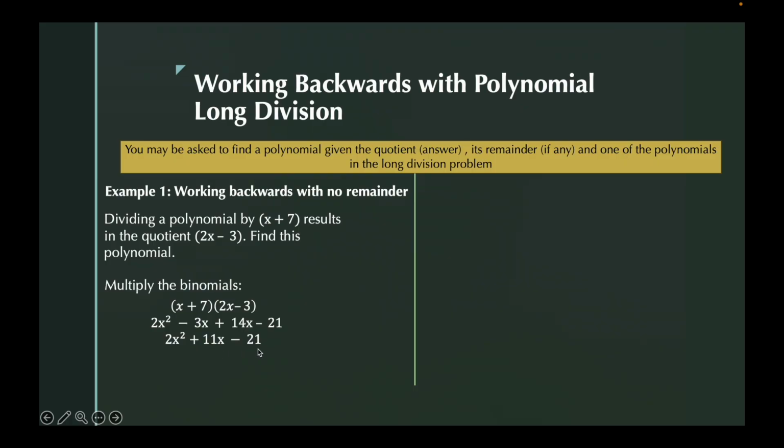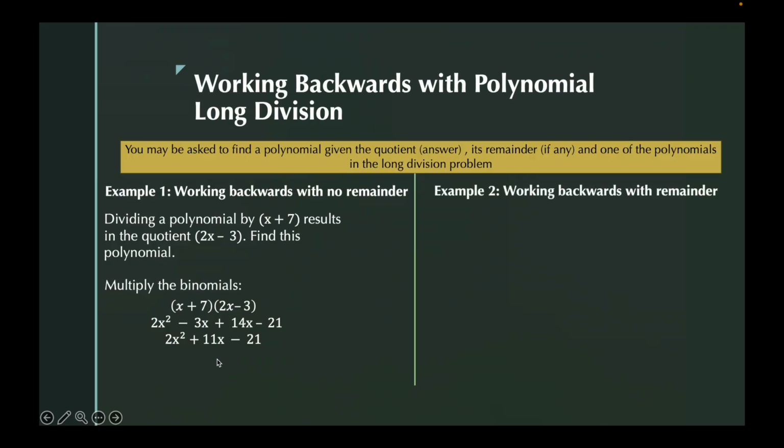And if you remember, or go back a few slides, this was actually one of the answers that I gave you, I believe, in the very first slide. So this is what we did. 2x squared plus 11x minus 21 divided by x plus 7, and we got 2x minus 3. This is us now working backwards. If I gave you the answer and I gave you the binomial, multiply them together to get the dividend.